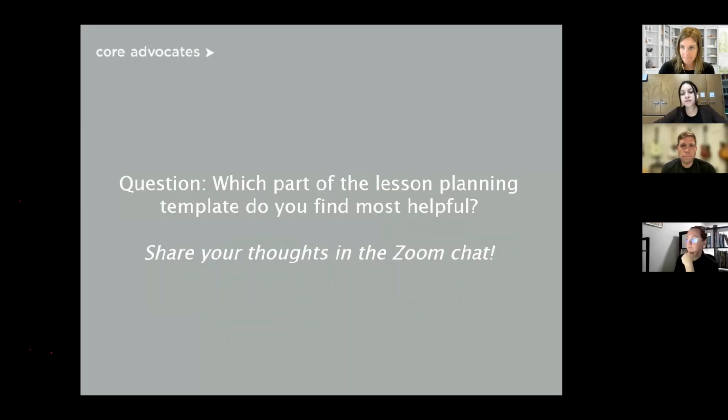So I want to invite you to write your response in the chat to which part of the lesson planning template do you find most helpful. Again, there are two parts to the lesson planning template. You can do all steps prior to the lesson, or you can choose to do just the first 3 steps of identifying the SEAD theme, the standards for math practice, and your content standard prior to the lesson, and then reflecting on your strategies for delivery as well as the student actions.